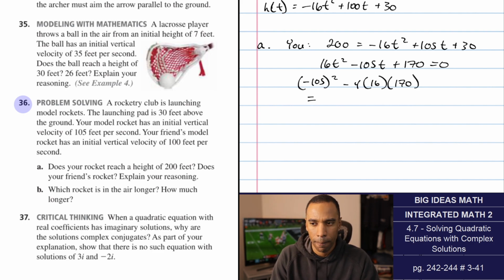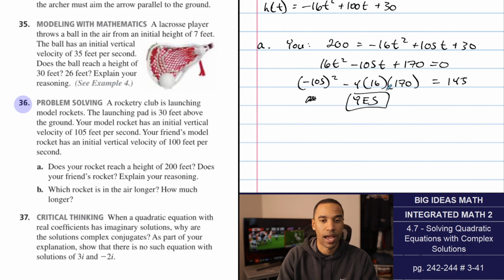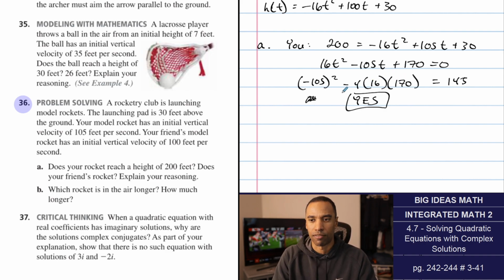105 squared minus 64 times 170. 145. Yes, for you. Now, I probably should use a whole sentence, but yes, our rocket will reach that. Well, your friend's. Now, the friend is doing the same height.